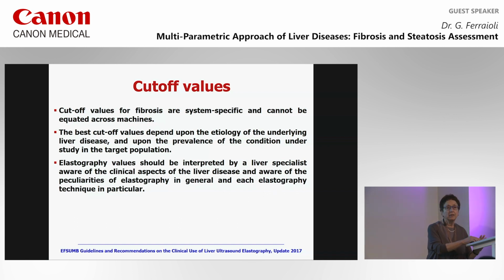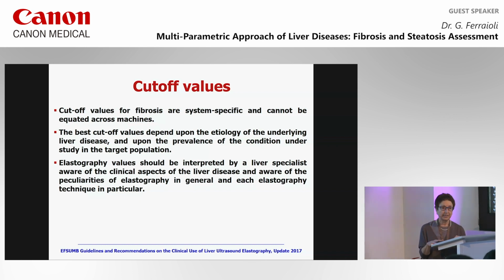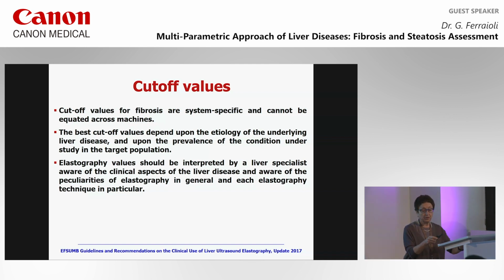And the cutoff values are, it is not possible to use the same cutoffs for every equipment. So we have to refer to the cutoff of that system, and they are also not the same for all the etiologies of liver disease. It is important to refer to cutoff values also for the etiology, and we obtain a number. This number should be interpreted by a liver specialist, taking into account the clinical history and lab data of the patient.